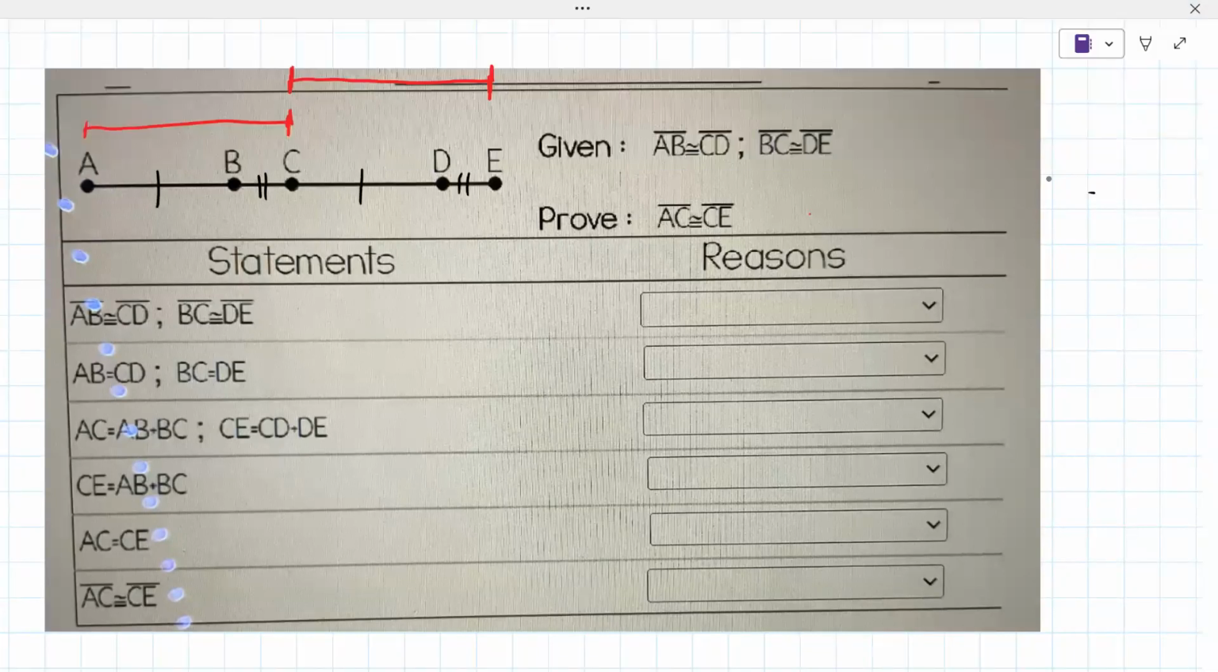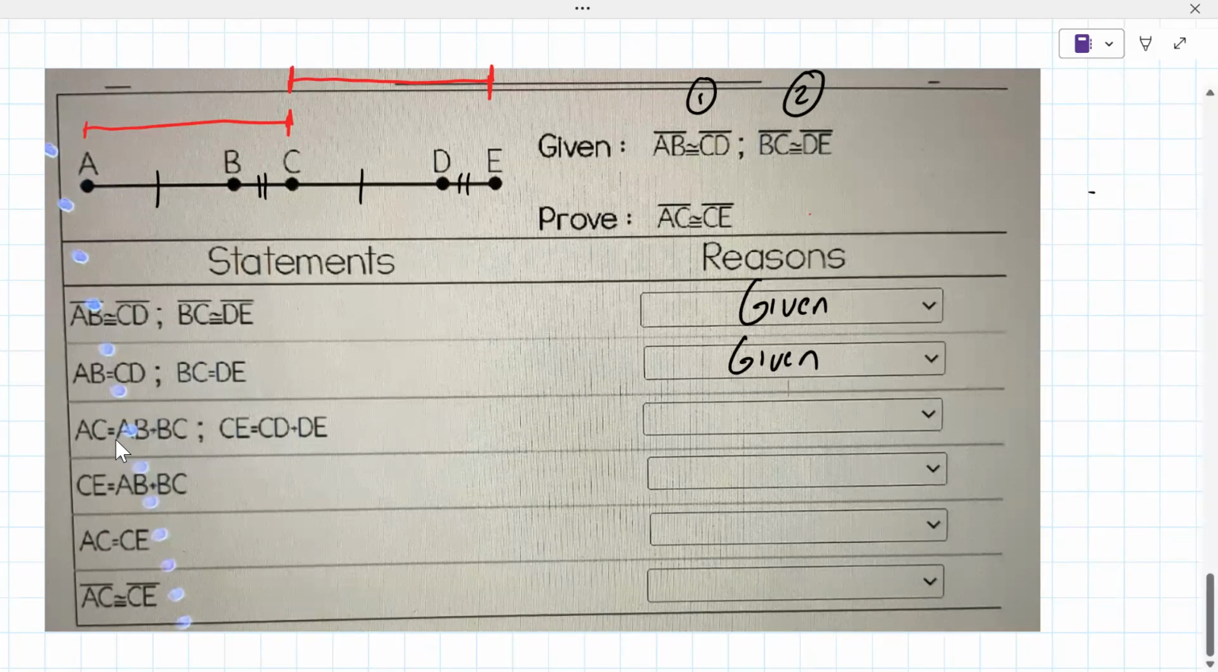Okay, all right. So the reason for the first statement is always given. Always. But this time they give you two givens, so the second one is also given. All right, now let's look at the third one.